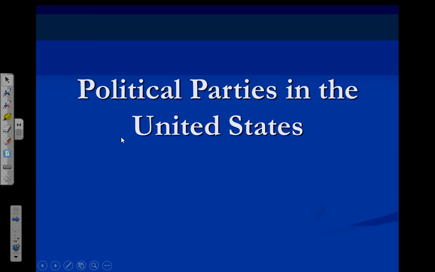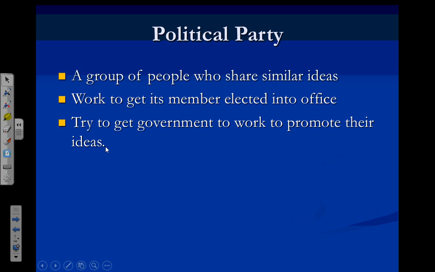Today we're going to look at political parties within the United States. First of all, a political party is simply a group of people who share similar ideas, but they're really more than that. They work to get its members elected. So not only are they a group of people who share ideas, but they're looking to get people elected into political office to try to get government to work to promote those particular ideas.